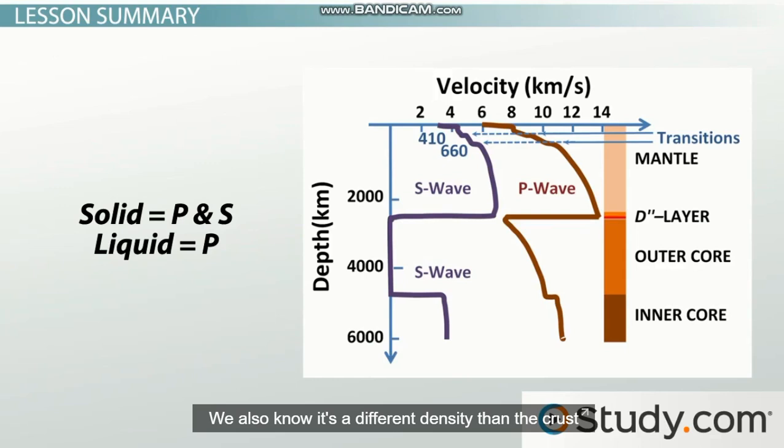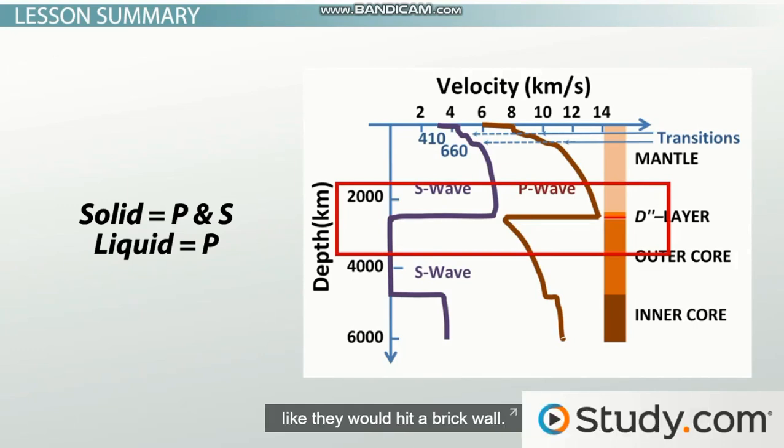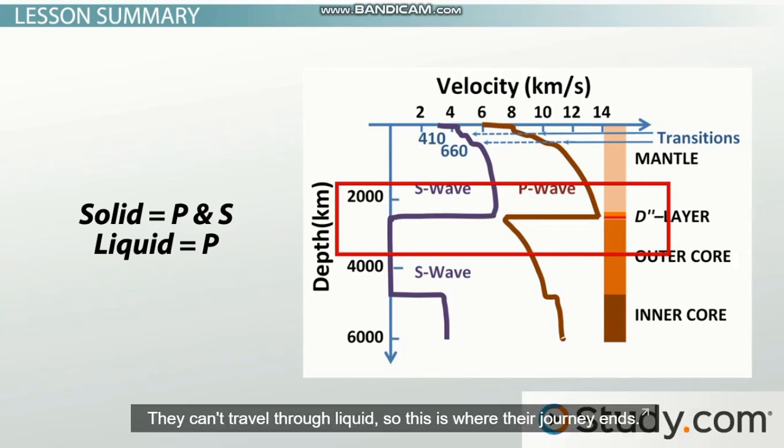We also know it's at different densities in the crust because both types of body waves pick up speed as they hit this layer. We also know that the outer core is liquid because S waves hit this layer of Earth like they would hit a brick wall. They can't travel through liquid, so this is where their journey ends.